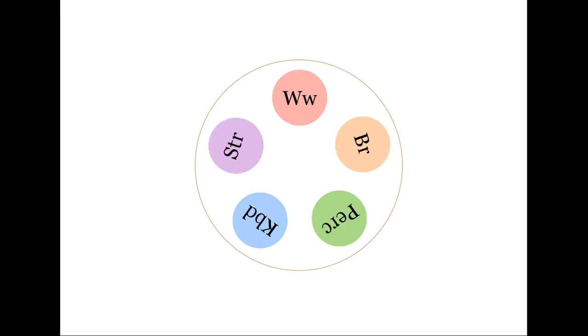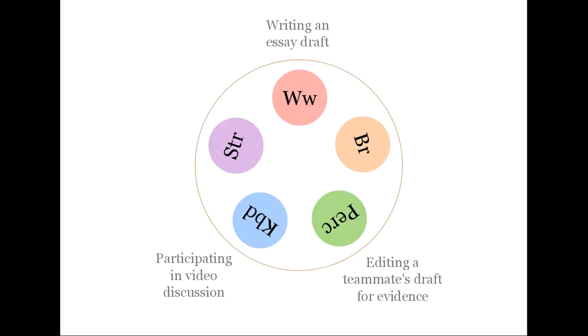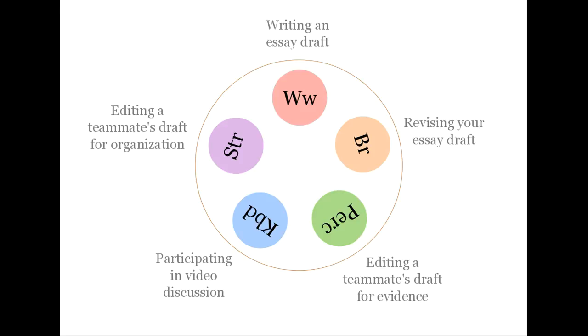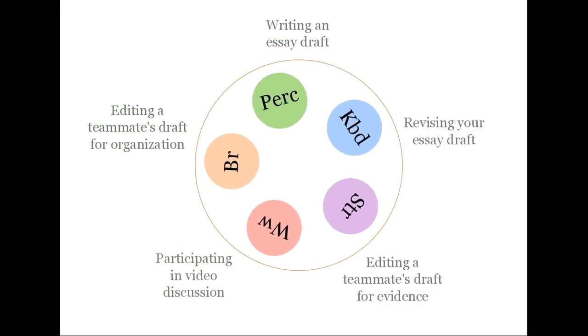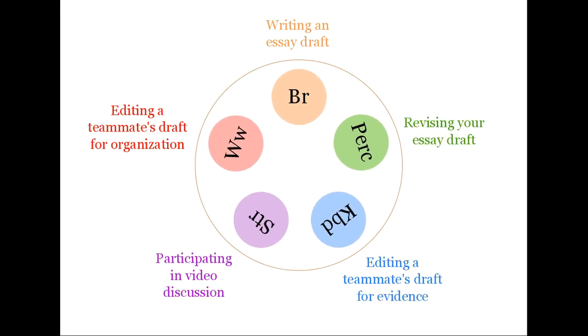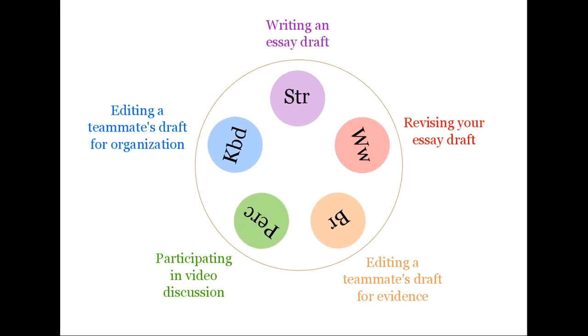Every week, you will participate in discussion in one of 5 ways. Either you will participate in video discussion, which you will do 4 times during the term, or you will participate in written discussion. For the latter, you will fulfill one of 4 roles in essay construction: either writing an essay draft, editing a teammate's draft for evidence, editing a teammate's draft for organization, or revising your draft. The quintet members rotate through these 5 roles from week to week. I will assign you to fulfill each essay role twice for a total of 8 contributions to written discussion.